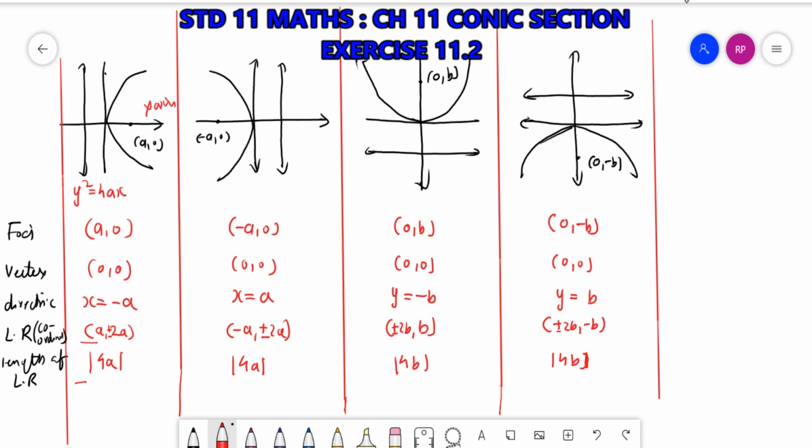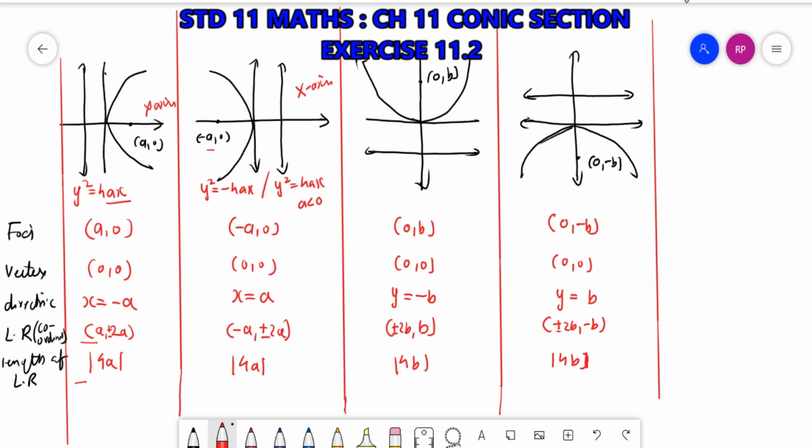This we already discussed. Now in this case, the parabola is in the second and third quadrant. Here again the main axis is the x-axis. The equation will be y square equal to minus 4ax. Or else I can also write y square equal to 4ax, but the value of a will be less than 0. So if I consider a as positive, then it will be minus 4ax.